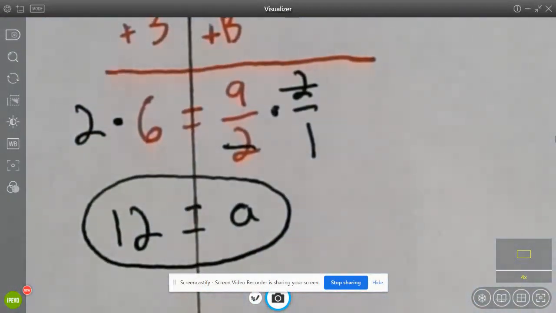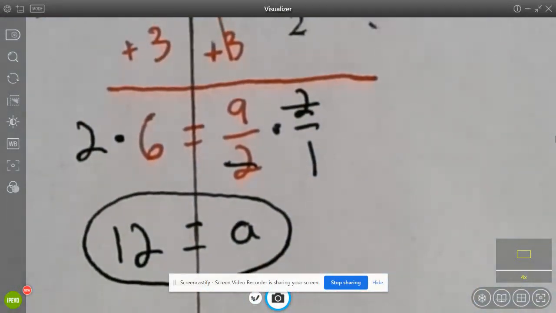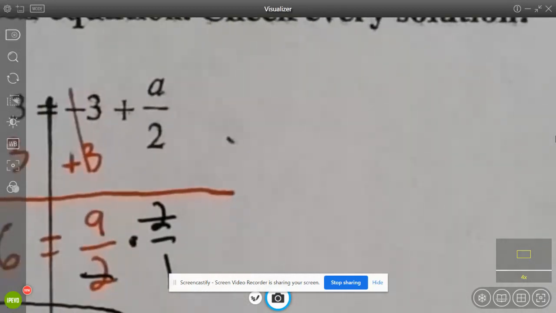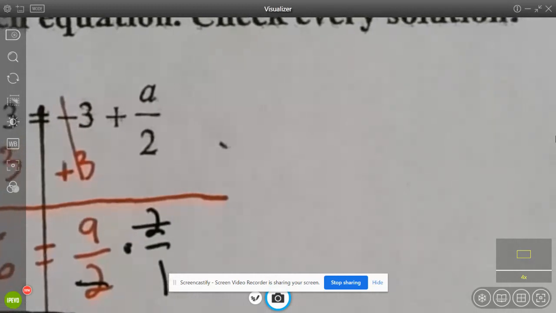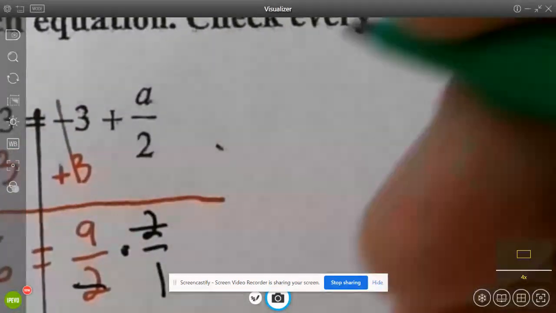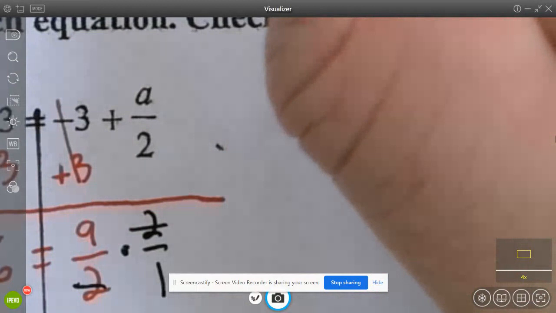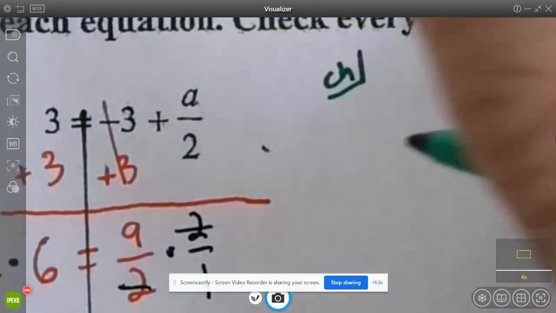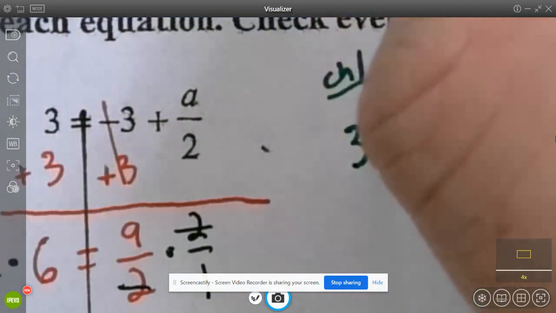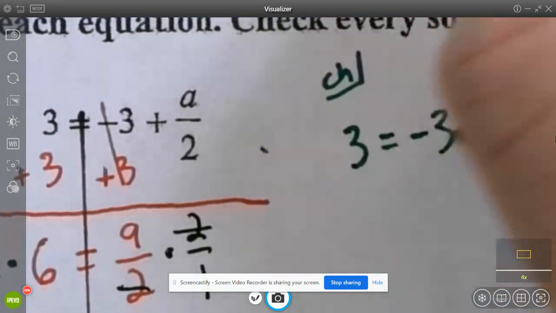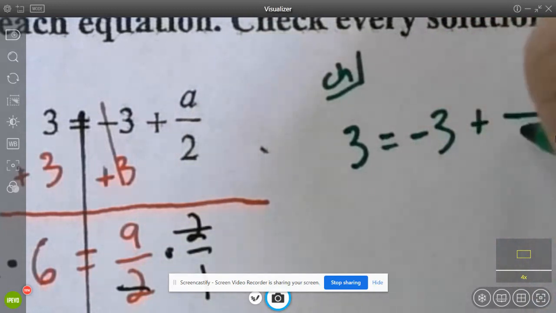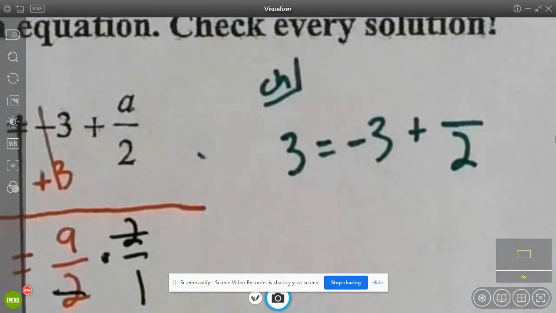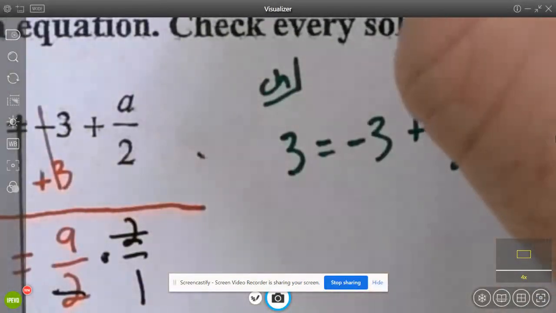Wonderful. A equals 12. Well, we're not done yet. Every single problem that we solve, we're always going to check. So we're going to write it exactly like we normally would, except the only difference is we're going to plug in our answer. So our check is right here. Every single problem, I'm going to rewrite this as 3 equals negative 3 plus something over 2. Go back, and we're going to plug in our answer. Our answer was a is 12, so I'm going to put a 12 here.